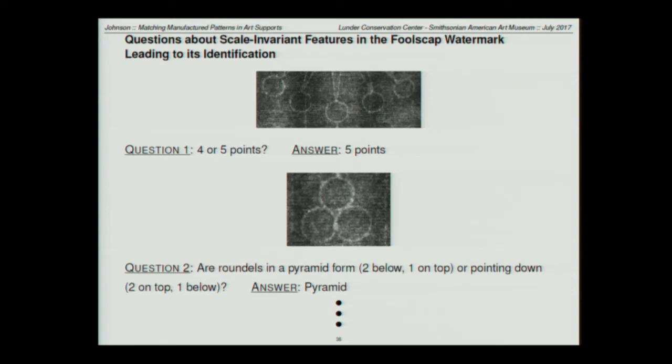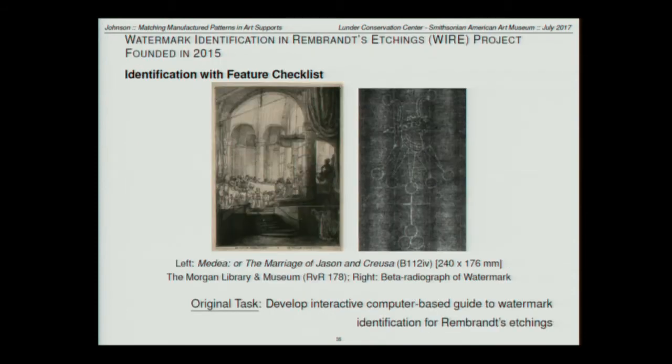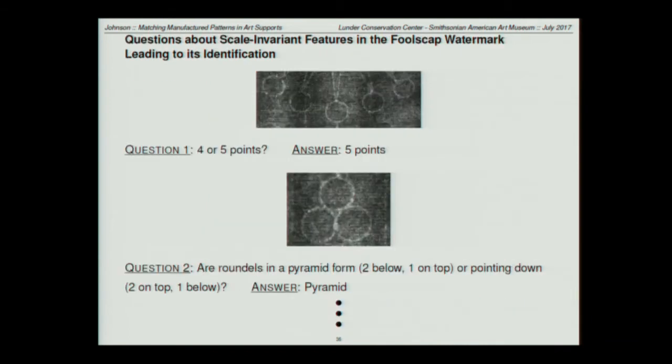Well, here's a list of questions. Are there four or five points at the bottom? These are called roundels, these are called balls, and the top ones are called bells. Just because they're all circles, you've got to figure out which ones go where. The terminology, so you answer these questions. Question one, that took a second. How about it, are those stacked like a pyramid or upside down?